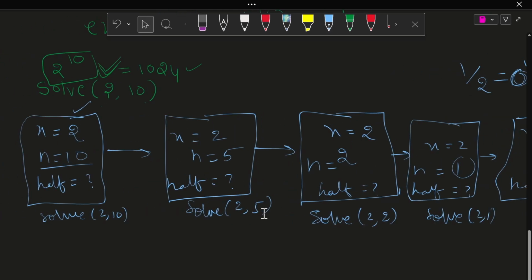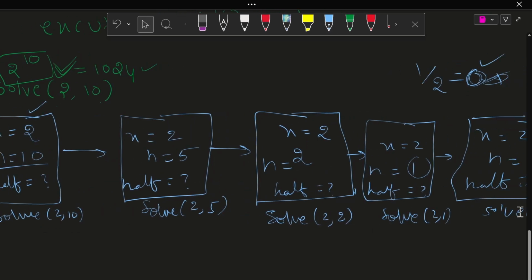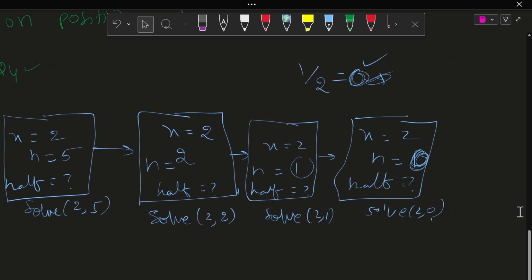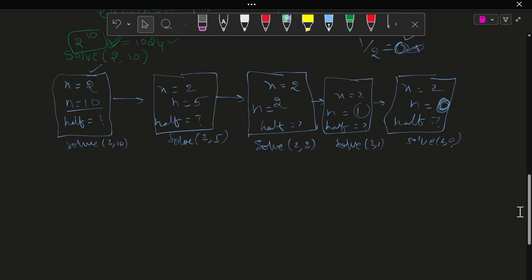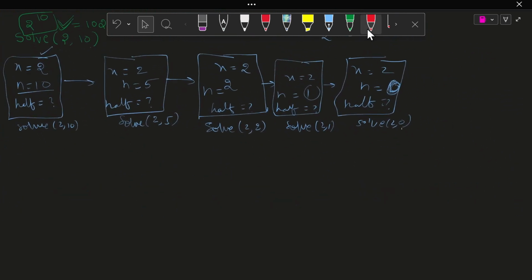So I hope you can see clearly how we are making the recursive calls. At the end you are going to see something like a recursive stack like this. So assume this is the recursive stack. First of all, sol 2 comma 10 will go here, sol 2 comma 5 will go here, sol 2 comma 2 will come here, sol 2 comma 1 will come here, and finally sol 2 comma 0 will come.